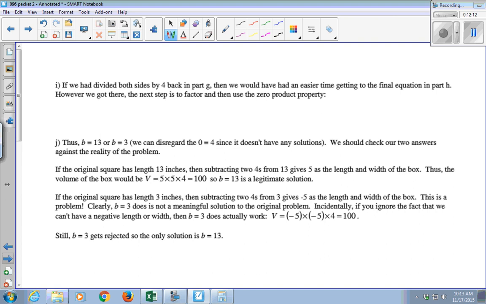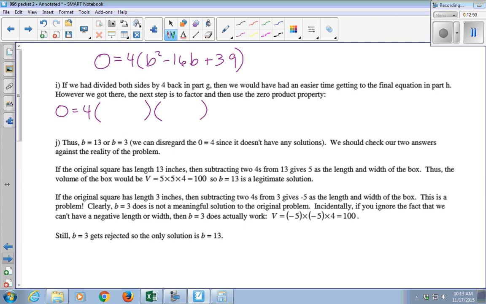Okay, so I'm just going to copy what I had on the previous page here. 4 times b squared minus 16b plus 39. Okay, had I divided both sides by 4 back in part G, we would have had an easier time getting the final equation in part H, but we got there, right? So it doesn't really matter. And the next step is to factor and use the zero product property. So I have 0 equals 4 times, and I would like to factor b squared minus 16b plus 39.